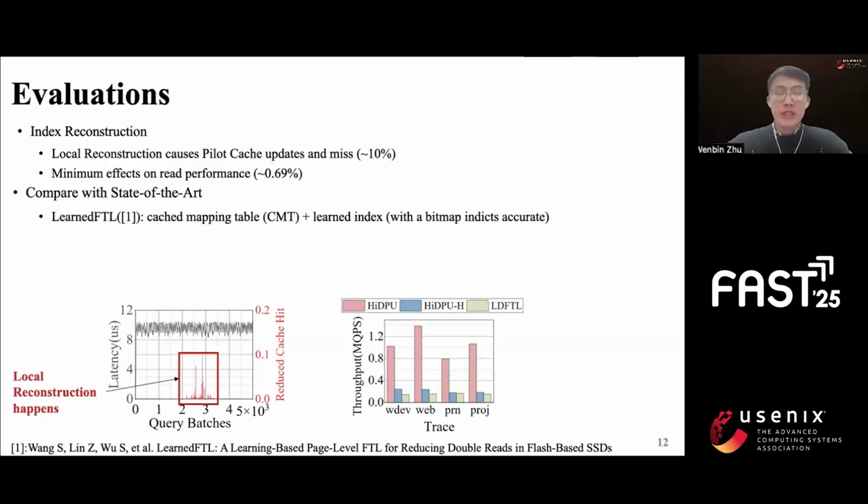We also compared HiDPU with the recent learned FTL, which accelerates queries using a cached mapping table and learned indexes. Unfortunately, learned FTL struggles to be offloaded to the DPU because of its fixed size bitmap, which requires 1 bit for each possible mapping entry. Therefore, for fair comparison, we also implemented a HiDPU version that runs entirely on the CPU and owns the memory, which is referred to as HiDPU-H. We also make sure the HiDPU-H has the same host memory usage as learned FTL. Since the HiDPU-H and learned FTL run on the CPU, they both incur the overhead of involving the CPU for each query, which significantly degrades their performance.